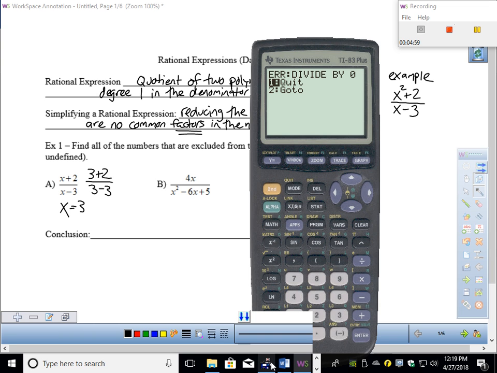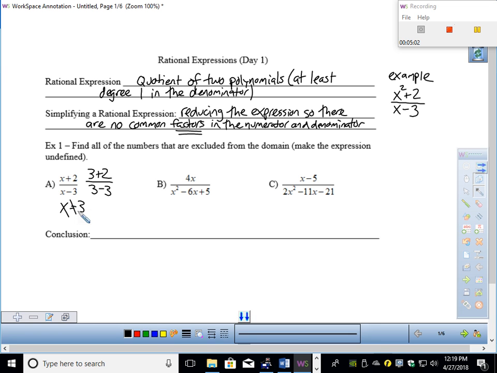And so as a result, the value of 3 must be excluded from the domain. So that was what was undefined right there. X can be any other number. If X is any other number in existence, I can do those operations and get an answer. But if X is 3, I simply cannot do those operations and come out with an answer.